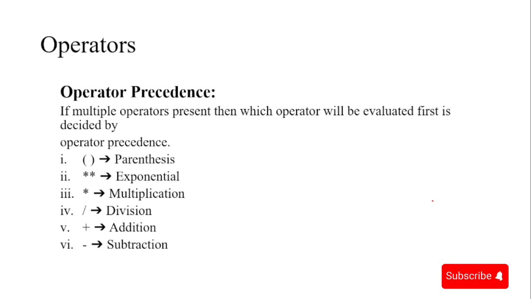We have what you call operator precedence. Assuming you're given a question, and this is a given equation, there's a way that Python follows to solve this equation. So this is the precedence, or the way that it follows. We have brackets, exponentiation, multiplication, division, addition, and subtraction. If multiple operators are present, then which operators will be evaluated first is decided by the operator precedence.